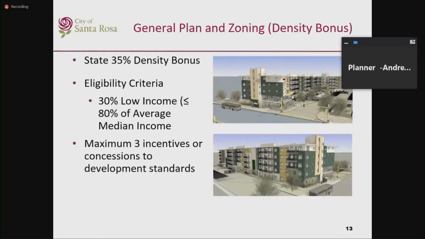So the general plan and zoning development density and development standards were affected by the density bonus. This project does qualify for a state 35% density bonus. It does meet the eligibility criteria, which requires that at least 30% of the project be low income. Low income is defined as less than 80% of the average median income. And because it is eligible for the density bonus, it is granted a maximum of 3 incentives or concessions to development standards. Next slide, please.